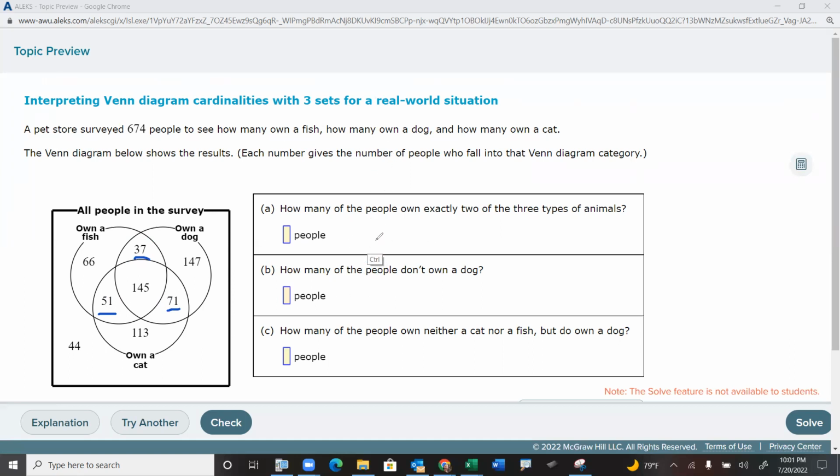we can say 37 plus 71 plus 51 is going to be, let's see, that'd be 159. Okay, so that would be right there.